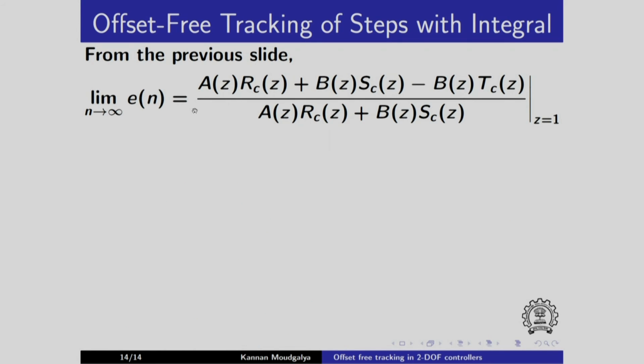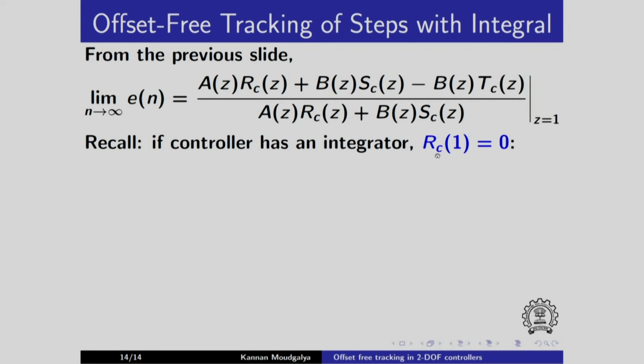So this is what we had in the previous slide, and recall that if the controller has an integrator, RC of 1 is equal to 0, we saw it in the summary slide. So when I substitute limit n going to infinity of E of n, I get E infinity, and I have to take Z equals 1, so I have RC of 1, but RC of 1 is 0, so this term becomes 0, similarly this term also becomes 0. So what we are left with is the term that contains B in every factor.